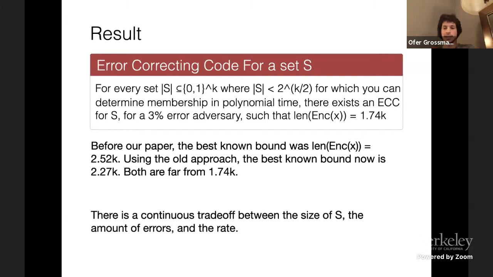And yeah, it's worth noting that here I just picked parameters because it's complicated to write the exact expression, so I figured picking parameters would be a better example. But in general, there's a continuous trade-off between the size of S, the amount of errors, and the rate.